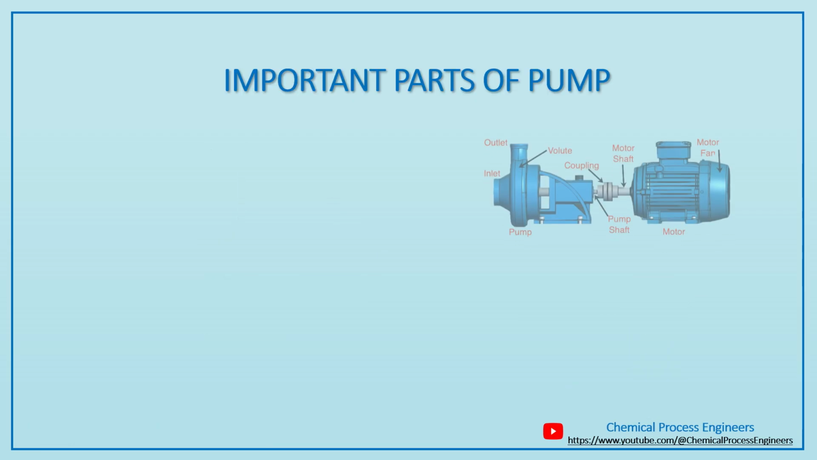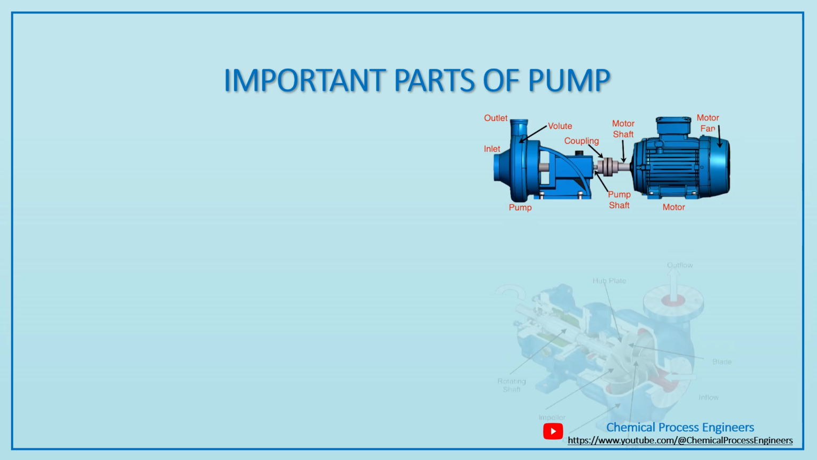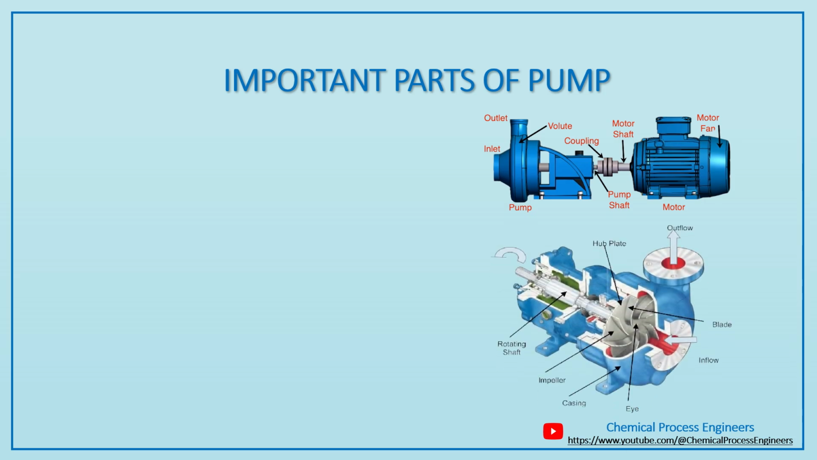Here we can see different parts of the pump. One image shows a side view of the pump in which how parts are connected with each other, and the second image shows a sectional view of a centrifugal pump in which you can easily see internal parts and their arrangement. The primary parts of the centrifugal pump are the impeller, which is a vaned rotor inside the volute casing, and the shaft which connects the impeller and motor.